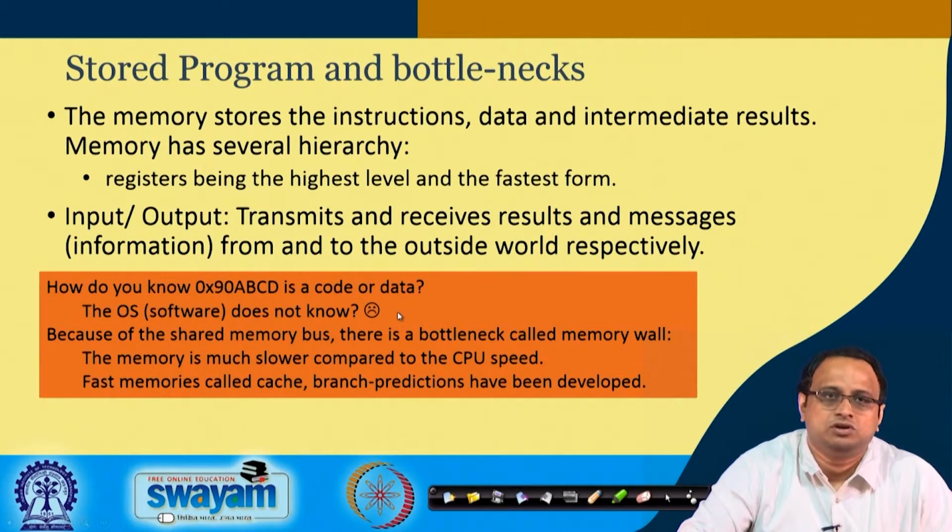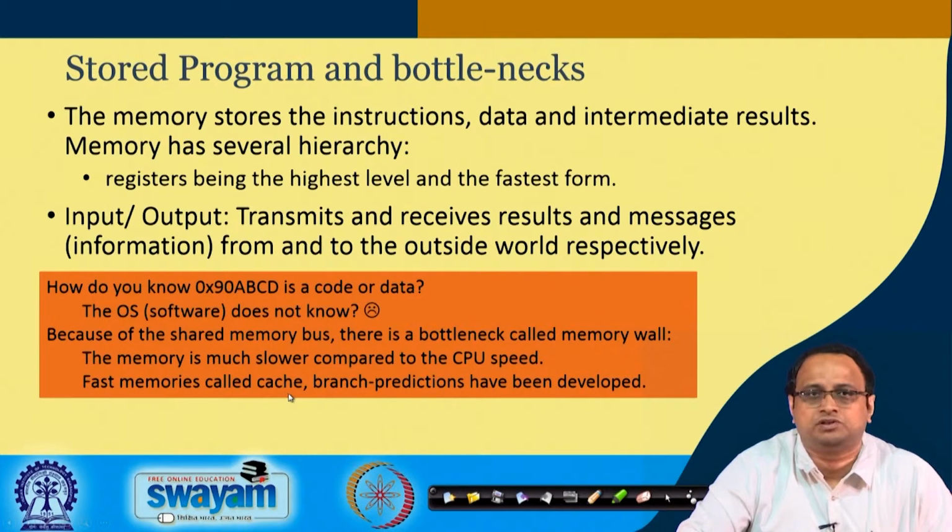and therefore you can have malware which can freely execute in your systems. On the other hand, because of the shared memory bus, there is a bottleneck which is called the memory wall, and in order to bridge the memory wall, we have several artifacts in computing architectures in the form of cache memories, branch predictions, and so on. Many of these attacks actually target the presence of the cache memory or the branch predictions, and therefore it fundamentally arises because of the von Neumann architecture.